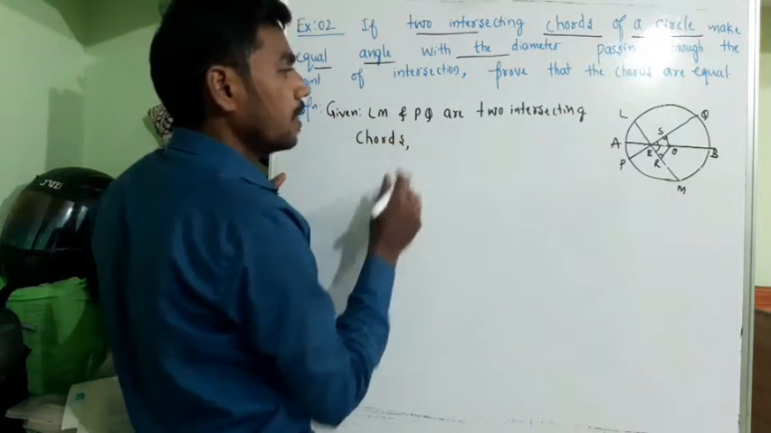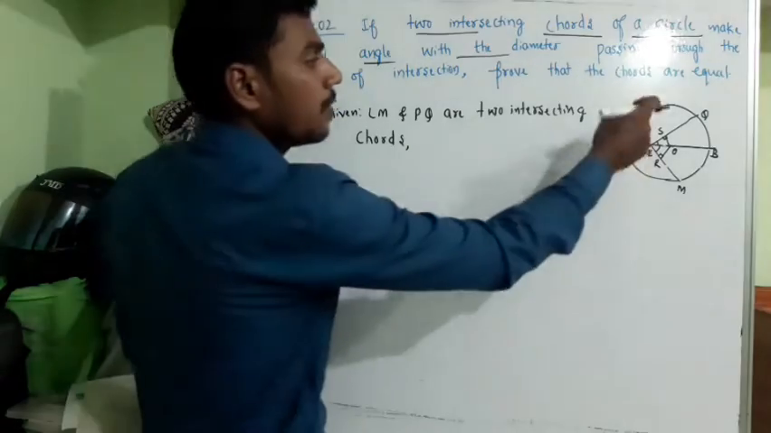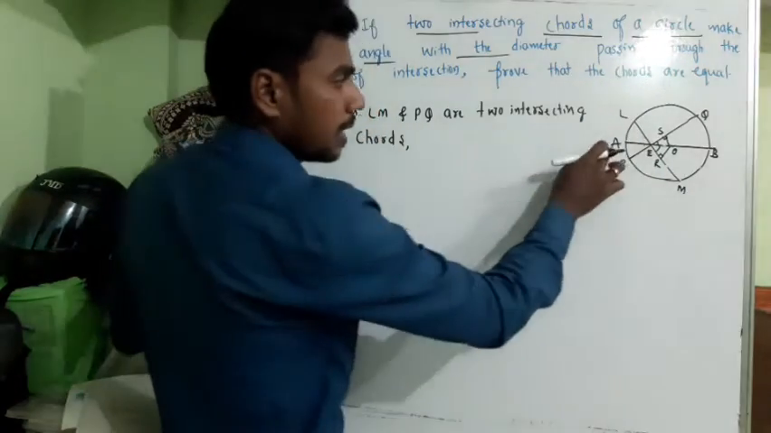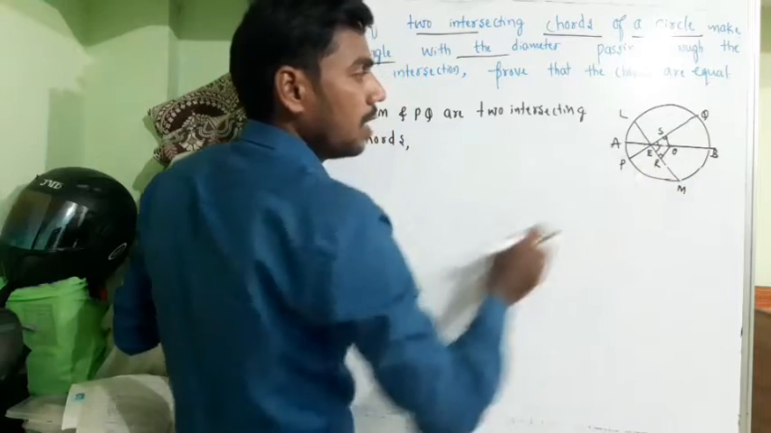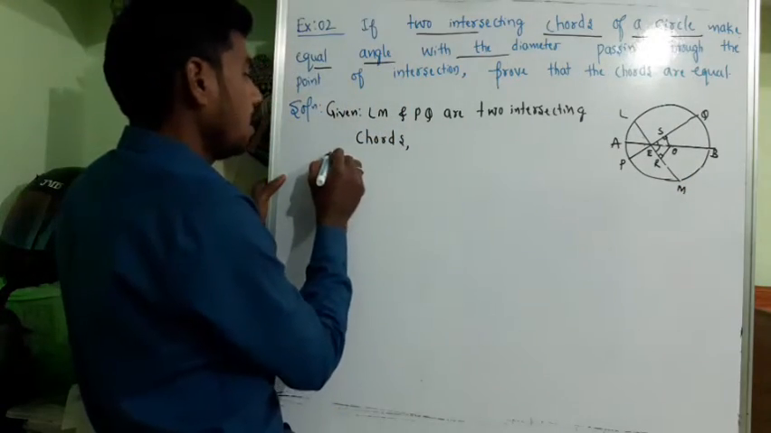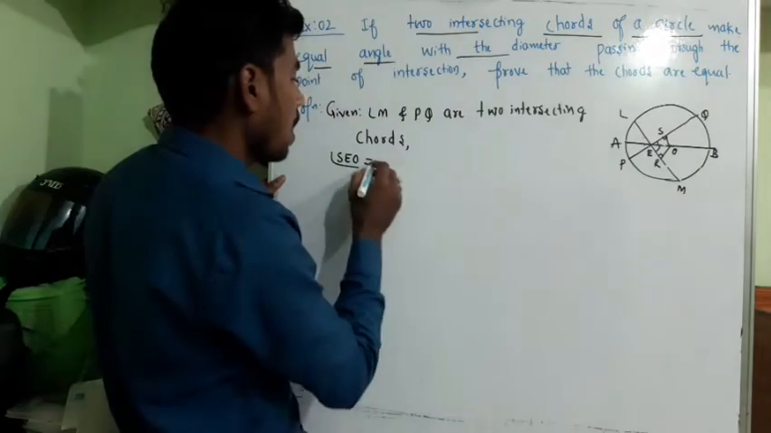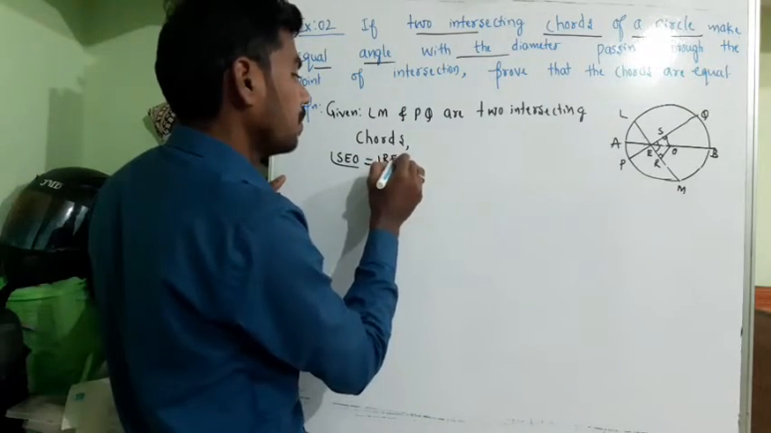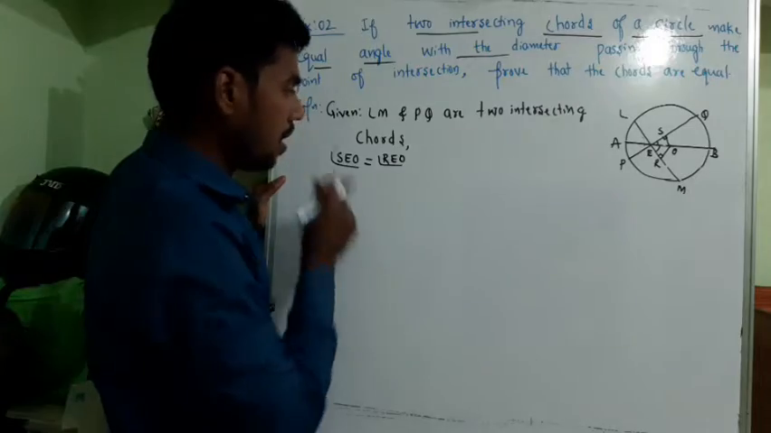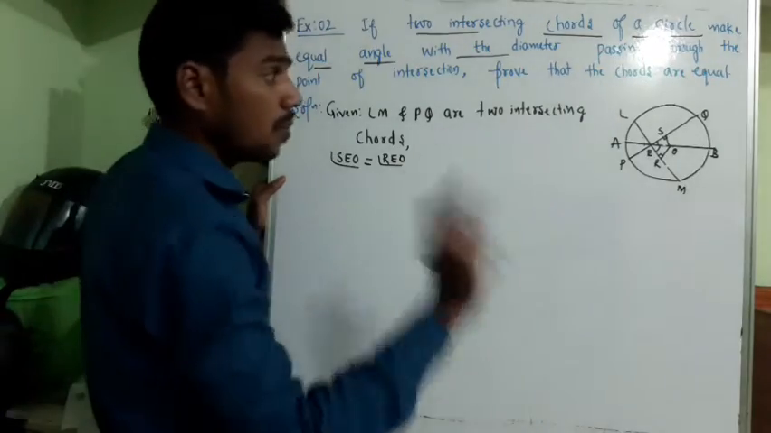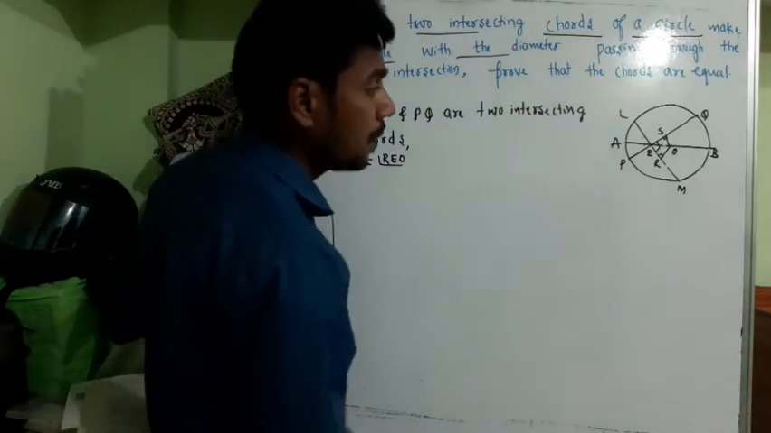And they have given that they are going to make equal angles with the chords. See, this diameter is going to make equal angles with the chords, that is angle SEO is equal to angle REO. Okay. And what construction are we going to do?